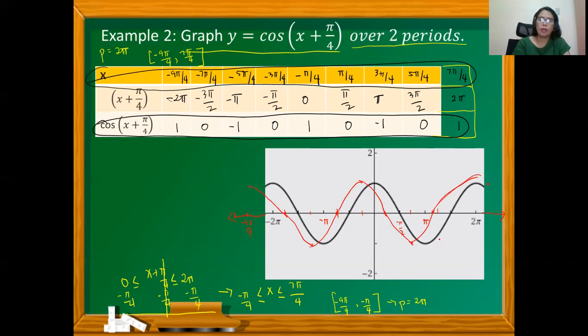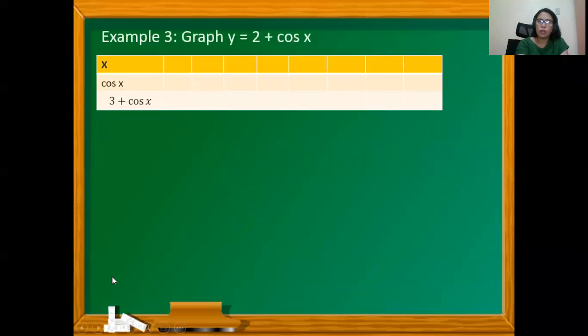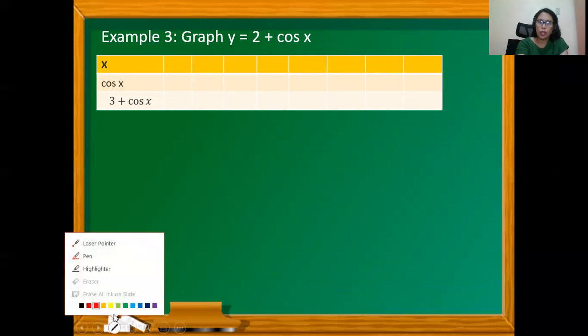Okay. So from this y equals cosine x, the graph translated horizontally by pi over 4 going to the left. Okay? So it moves to the left. So d here is pi over 4, but the graph moves going to the left from y equals cosine x. So this time, let's proceed with vertical translation. And let's sketch the graph of y equals 2 plus cosine x.